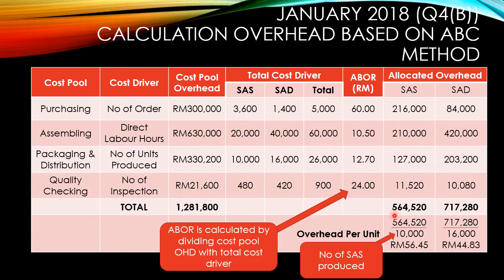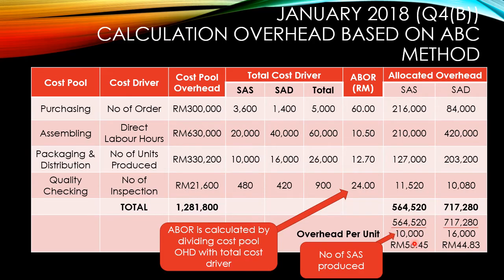And we should get the total overhead for product SAS to be 564,520 and for product SAD to be 717,280. Then we can calculate the overhead per product. So what is the overhead per product for product SAS? It is 56 ringgit and 45 cents.